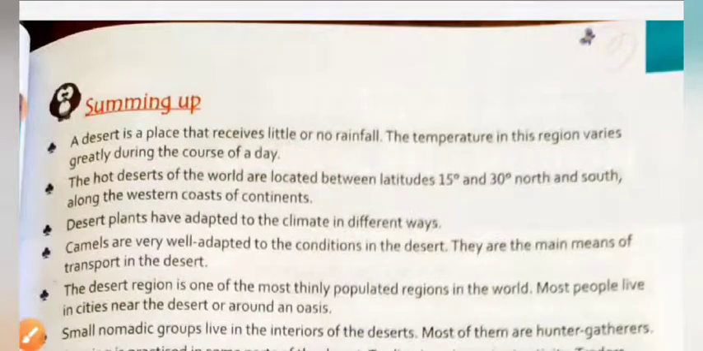Okay, the hot deserts of the world are located between latitude 15 degrees and 30 degrees north and south along the western coast of the continent.